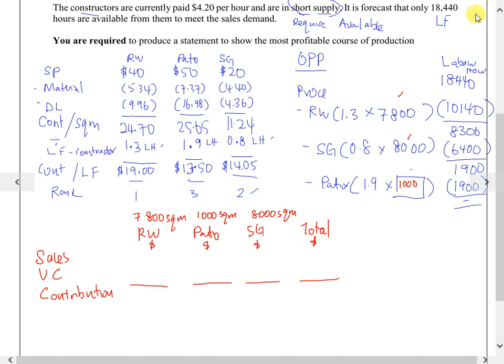Can I skip sales and variable cost and go straight to contribution? Question. Can I straight away calculate total contribution? So I am going to produce 7008 units, so you just multiply by your contribution per square meter. Okay? Can. Yes, yes. So put it in.